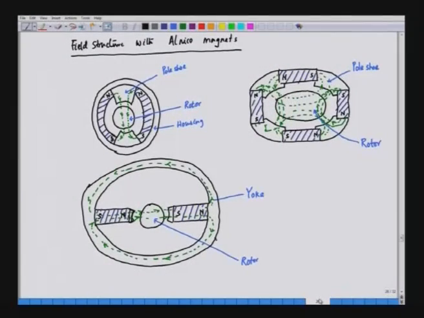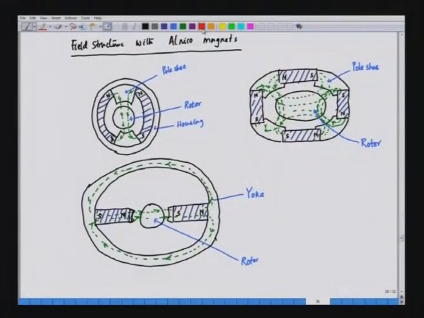This is the field structure with alnico magnets, and as we know, we need very thin and long alnico magnets. These are the magnets that are placed in the field. You can see here we have a north pole and a south pole, and this is the pole shoe to facilitate the flow of the flux. Similarly, we can have this for a two pole structure, with one north pole here and one south pole here.